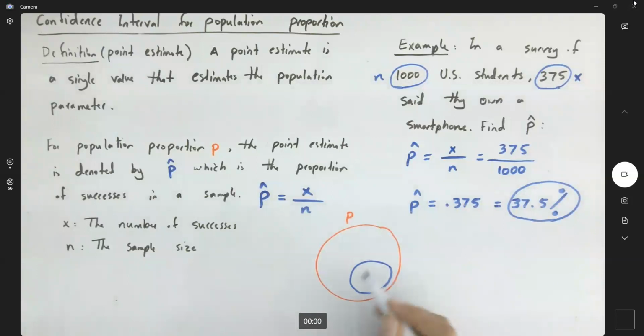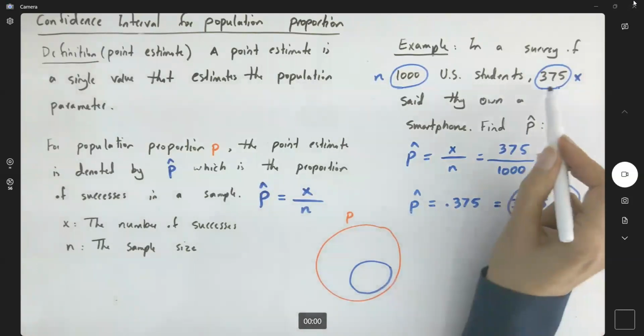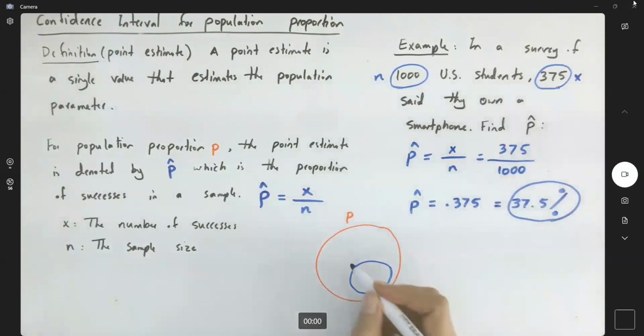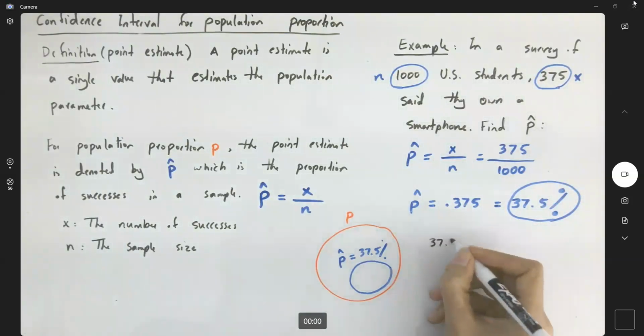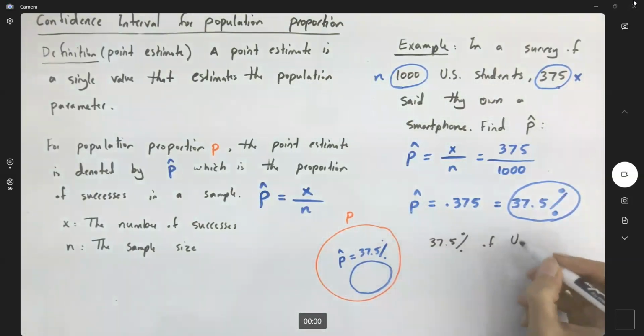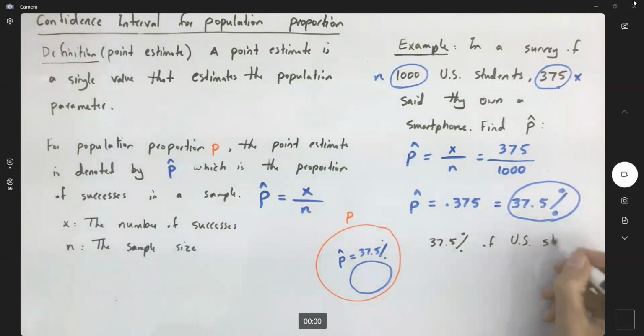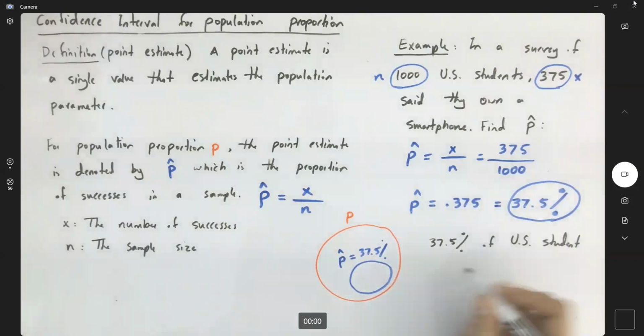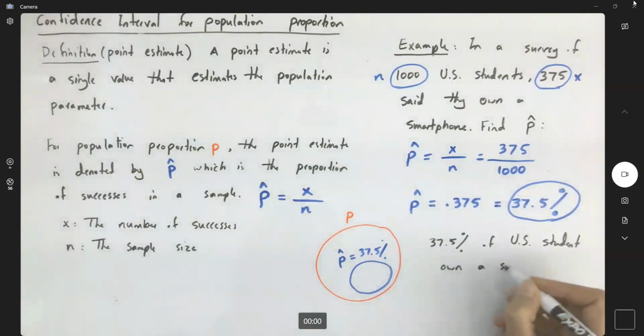Now, 375 said, hey, we own a smartphone. So P hat is 37.5%. It means that 37.5% of US students own a smartphone.